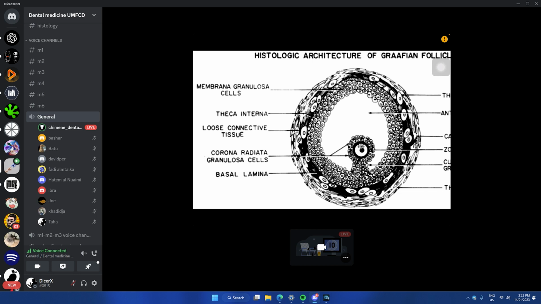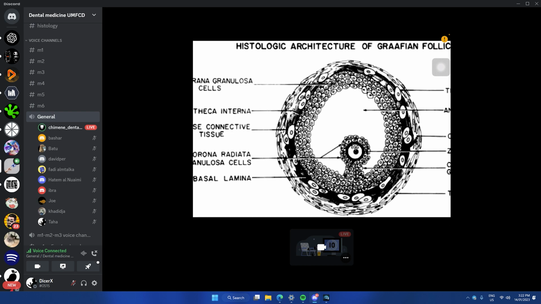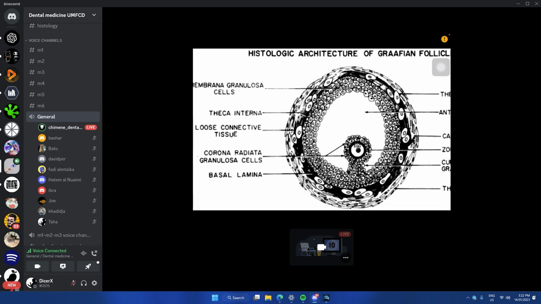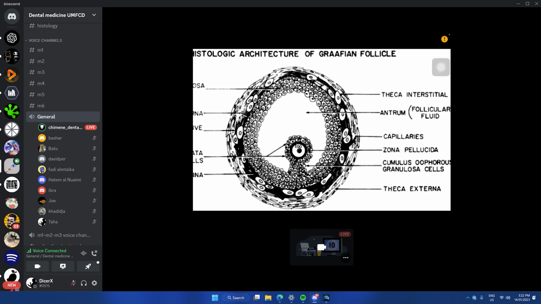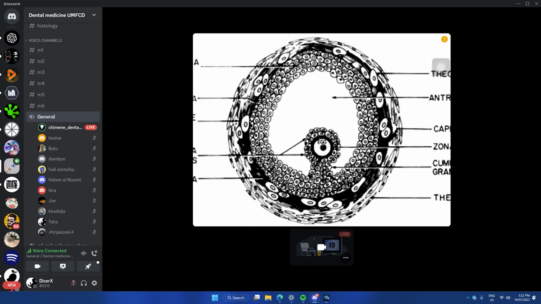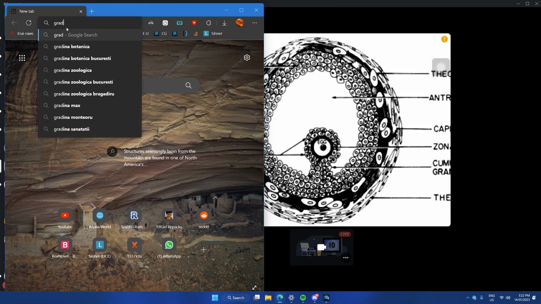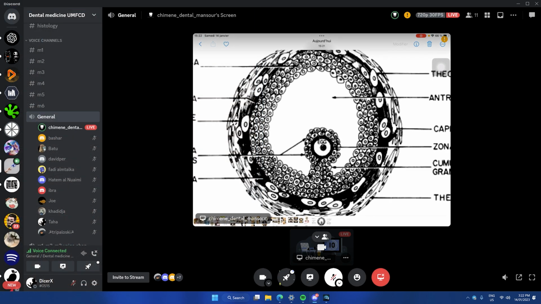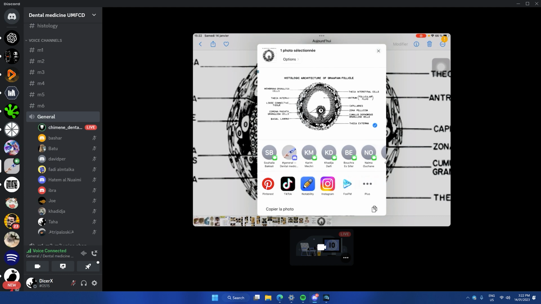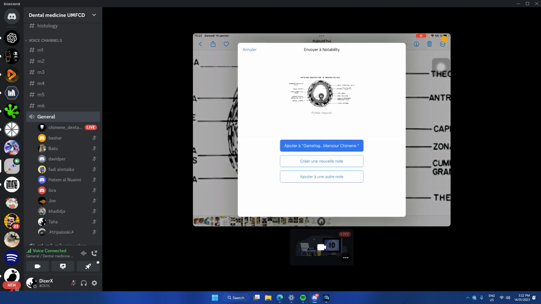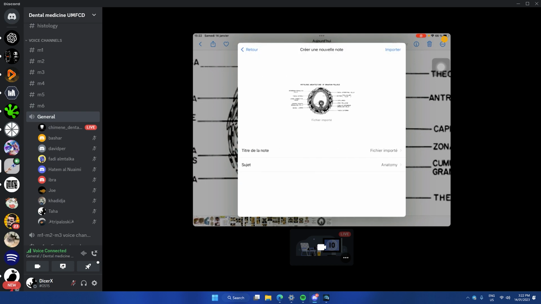What's the most important is the corona radiata and the cumulus oophorus. Where are they located? Because the professor is going to be so, let's say, picky with it. So the cumulus oophorus is this. You see this kind of, let's say, I know it in French, this kind of cap in here. Hold on. I'm going to upload it on Notability also. Okay, Notability.